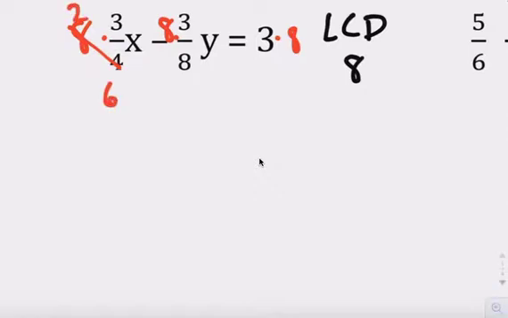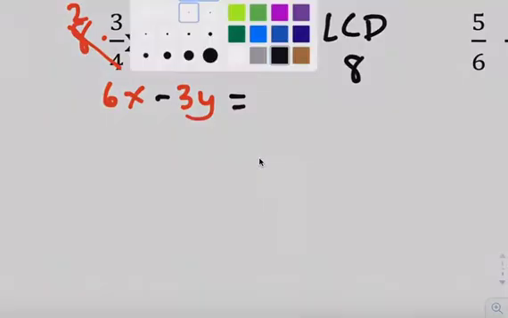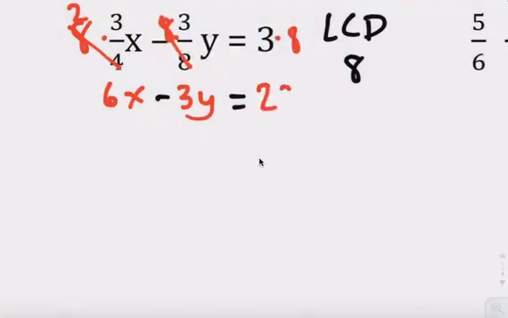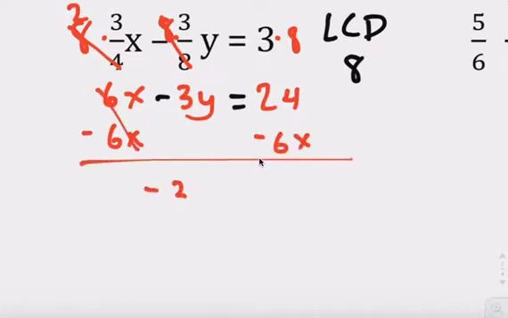That makes 6x. Cross cancel, that makes 3y. Bring down the minus. And equals, that makes it 24, oh my gosh. Sorry guys. Okay, let's subtract 6x from both sides. Okay, you get negative 3y equals negative 6x plus 24.